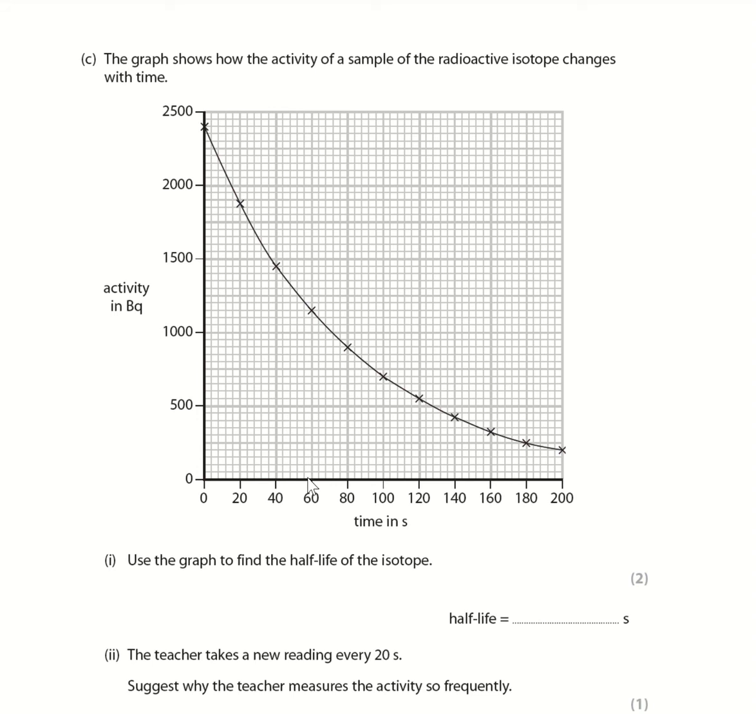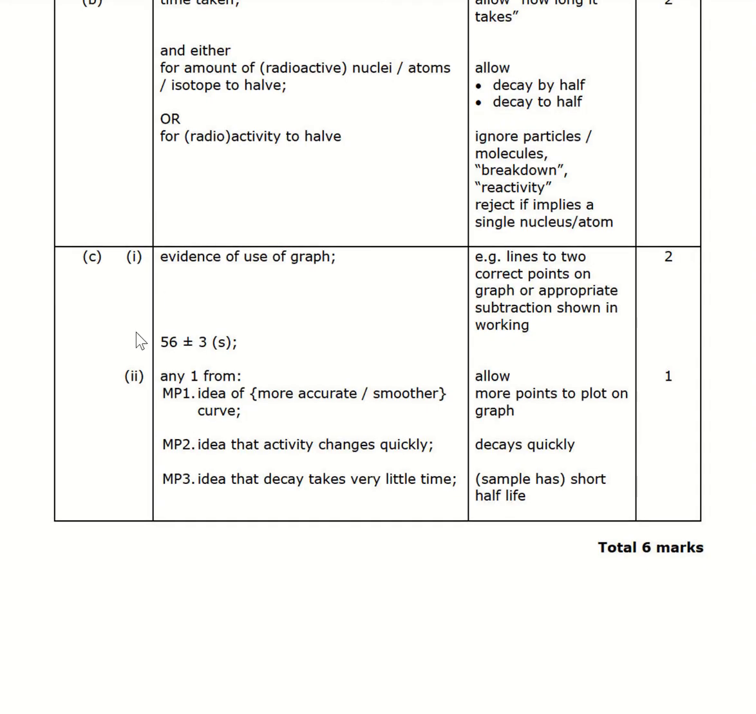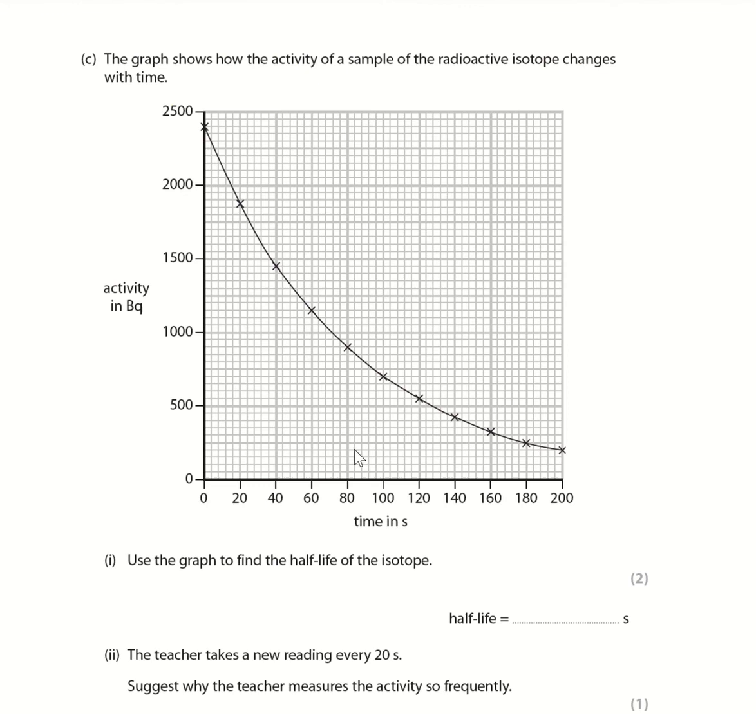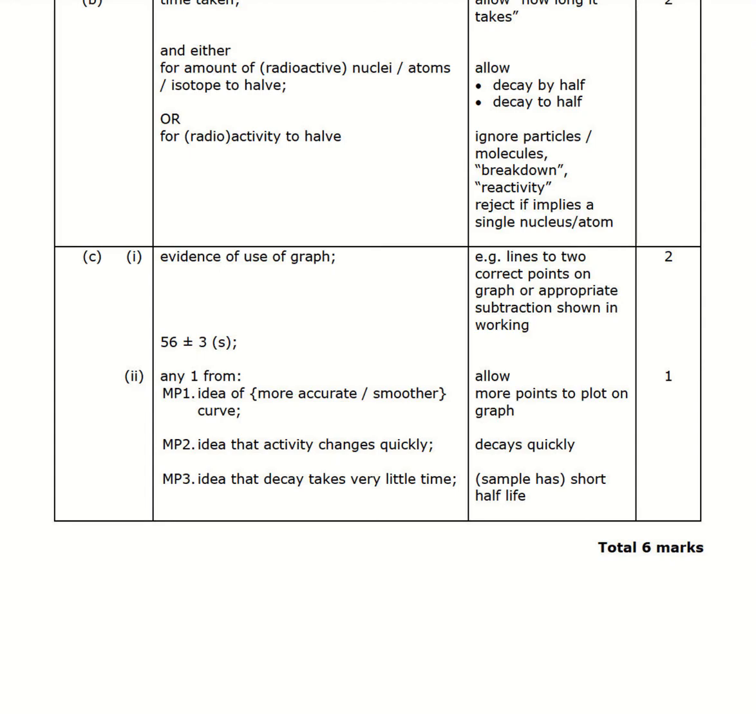And this is about here. So at this point it is 460 minus 4, 56. So 56 plus or minus 3. For evidence of use of the graph, we can draw a line and match it going down here. From here we have it, and it's about here, and then we go there, and then we move down. So we could draw a line to show that we are using this graph.